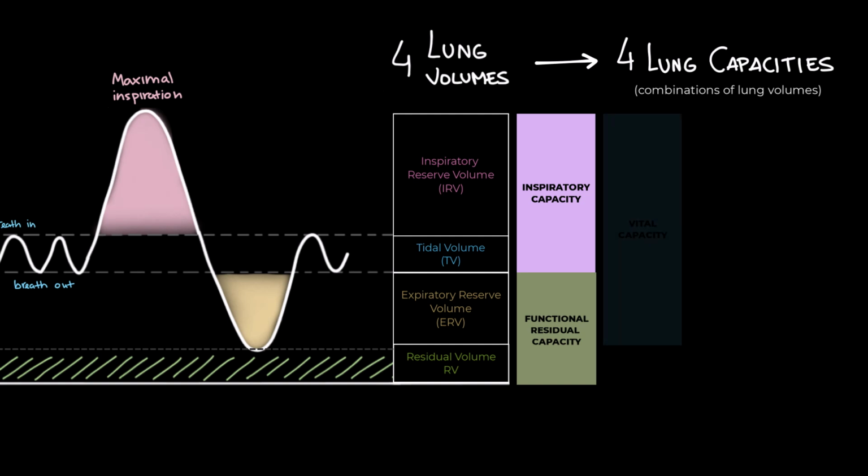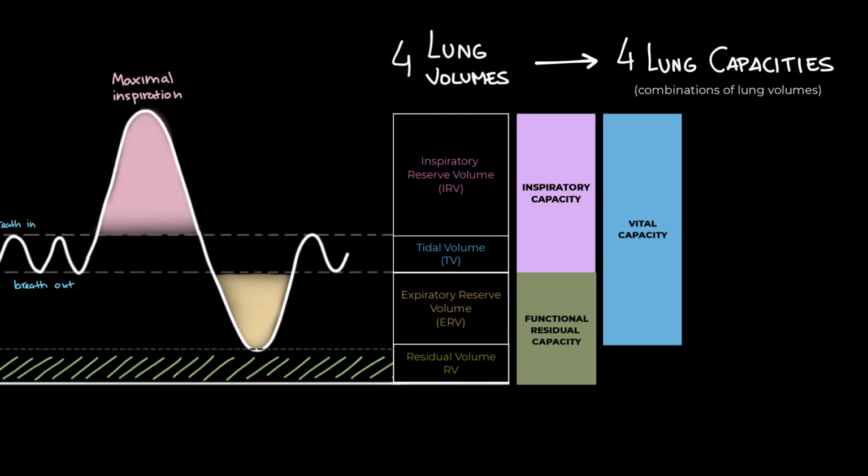Then we have the vital capacity, or VC. This is the biggest breath you can take in and then blow out. In other words, it's the maximum amount of air you can exhale after a deep breath in. So basically, it's the sum of all the volumes except the residual volume, so the tidal volume, plus the inspiratory reserve volume, plus the expiratory reserve volume.